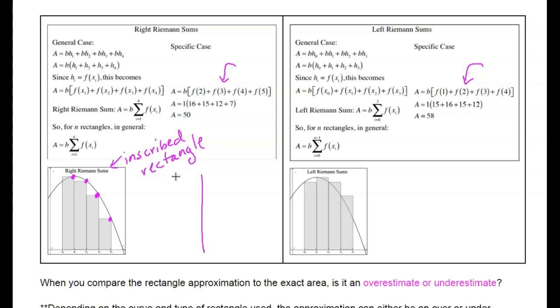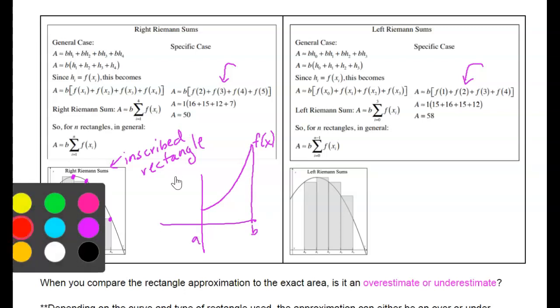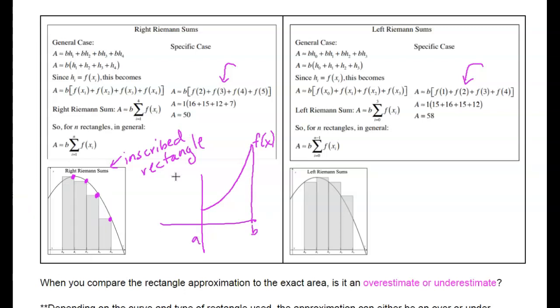Notice if I had a curve like I was drawing here, so let's say that's f of x, and this is b, and that's a. If I wanted to draw my rectangles on the right, notice, see? These are going to be circumscribed rectangles.